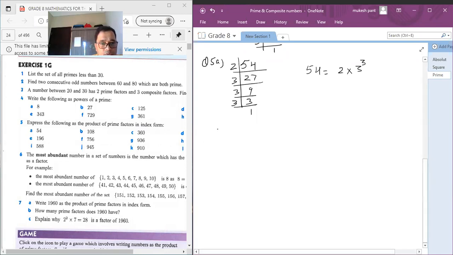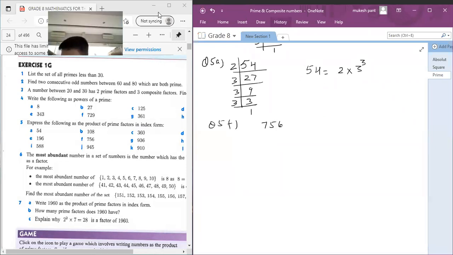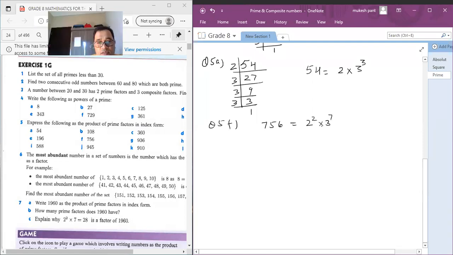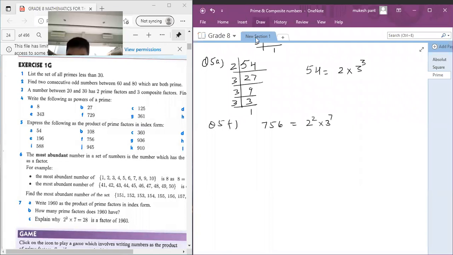Okay. Now after this one, guys, you try this question. Question number 5(f), 756. How can you write 756 in this form? 2 to the power of 2 times 3 to the power of 3 times 7. You mean this, what I have written on the screen? No, sir. 2 to the power of 2 times 3 to the power of 3 times 7. Oh, okay. Not like that. Wait, I will erase this one.